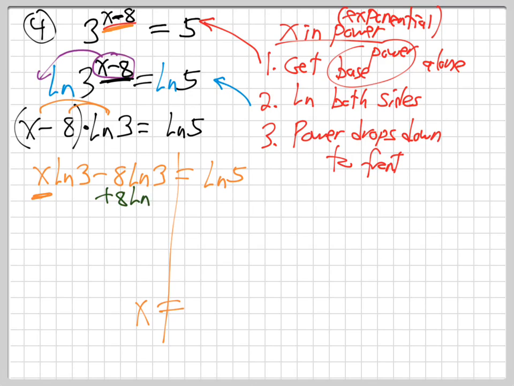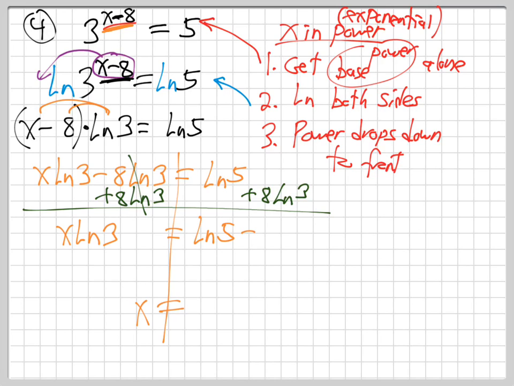I'm going to add 8 ln 3 to both sides, and bring down x ln 3 like so. And now, what do we do? What's the last step here to get x alone? Got to divide, right? Because that ln 3 is multiplied by the x. See how we're always doing the opposite? This 8 ln 3 was subtracted, so we added it. This x is multiplied by the ln 3, so we divide by it. Like that. Okay, so now type that into your calculator.